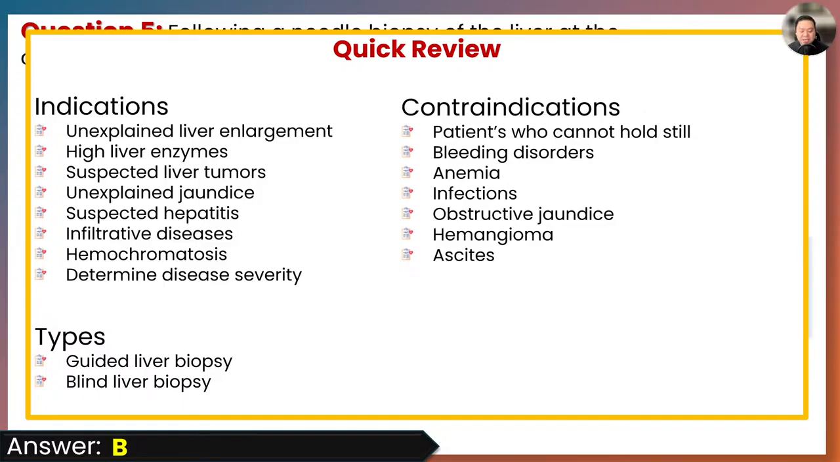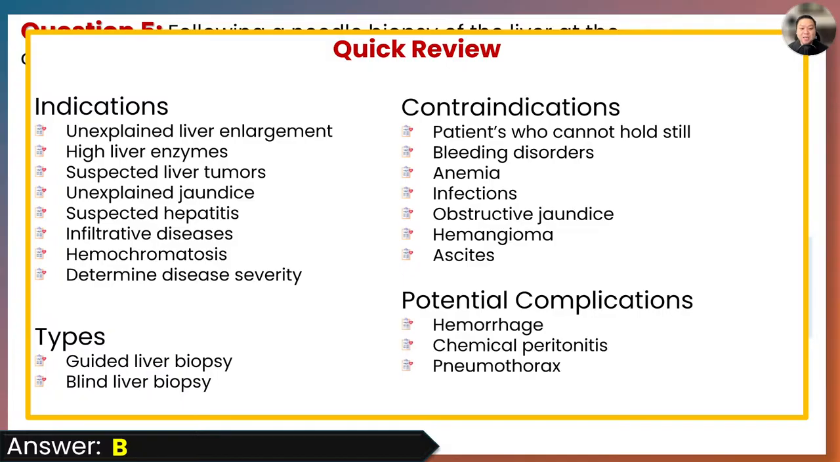Now, take note that the liver biopsy also can lead to potential complications, and these can be rare but very dangerous when this happens. And so we have hemorrhage caused by the accidental puncture of a blood vessel in the liver, possibly a chemical peritonitis wherein the biopsy needle accidentally punctures the bile duct and the bile leaks into the abdominal cavity. And we also have the pneumothorax, which can lead to a collapsed lung, and this can occur when the needle is improperly inserted and punctures the lung.